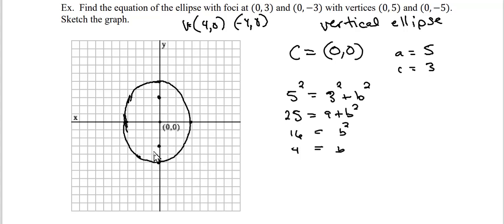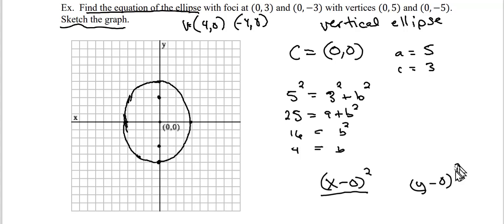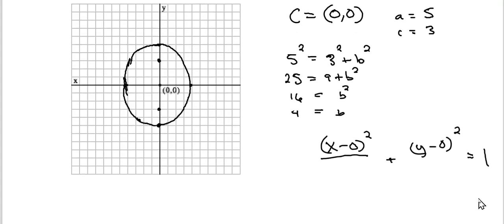The other thing I need to know, I sketched the graph, so accomplished that. The other thing I need to know is the equation of the ellipse. I always remember that, and it doesn't matter if you do x, well, center is 0, right? So there's those. Always addition, always equal to 1 on the ellipse.